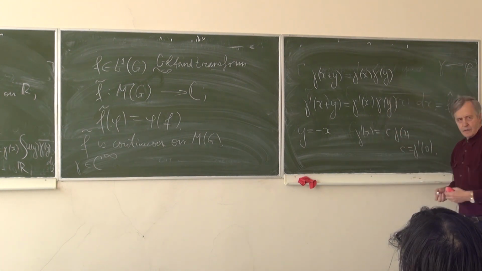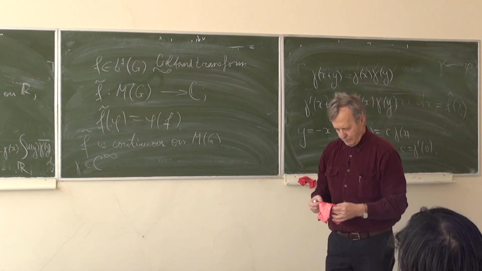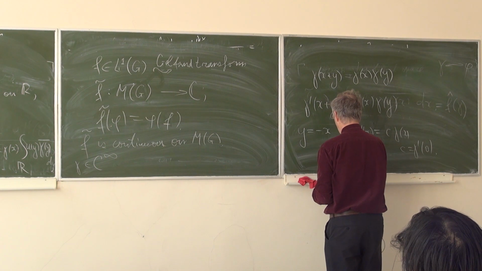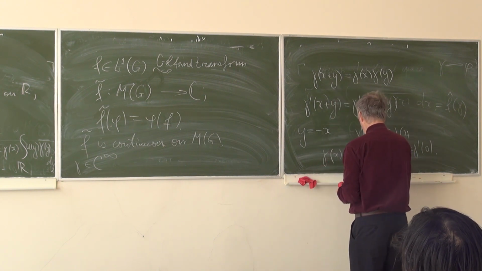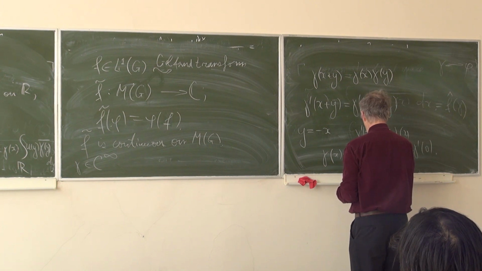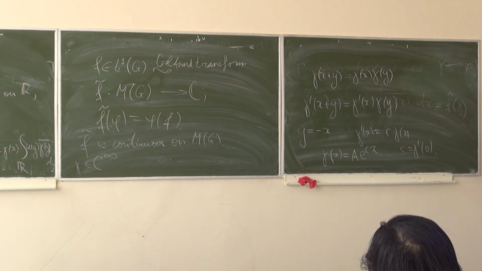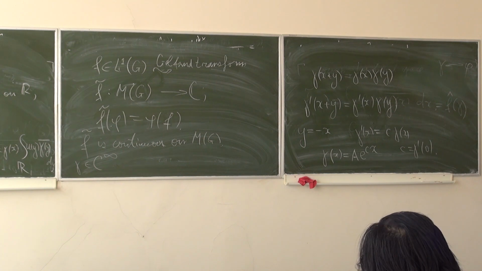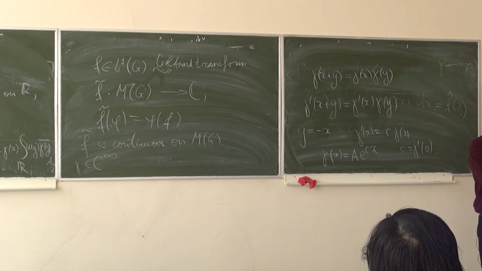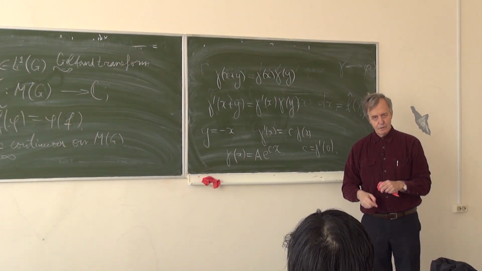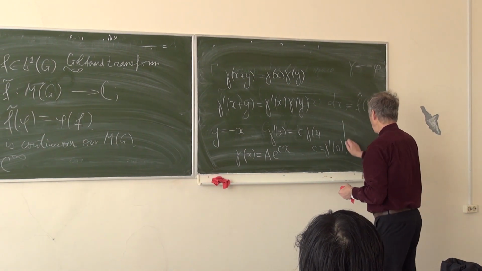And now we see here the differential equation for the exponential function. Then it follows that gamma of x is equal to a times e to the power cx. Now at x equal to 0 we must have 1, so a is equal to 1. And also this function must have modulus equal to 1 everywhere, so c is purely imaginary.